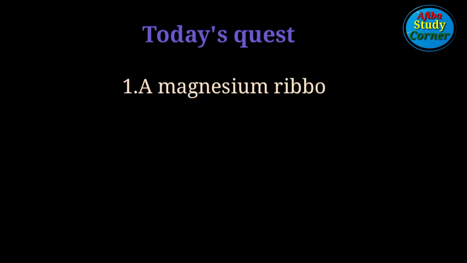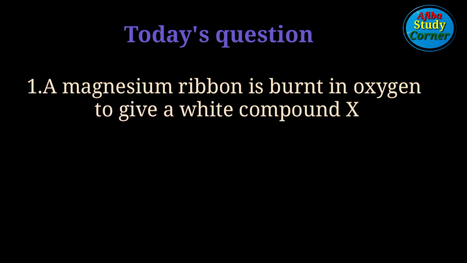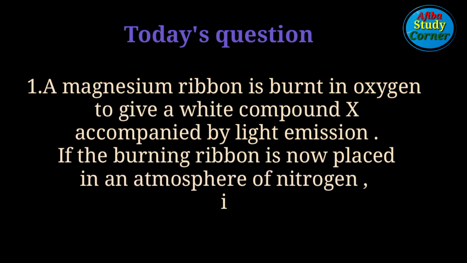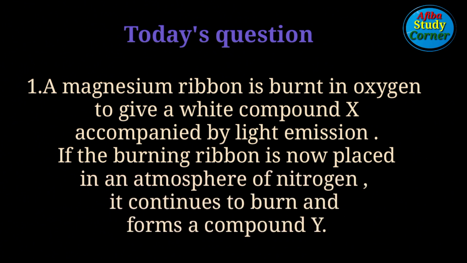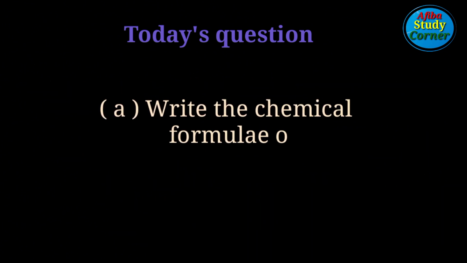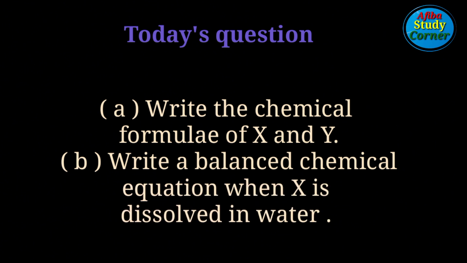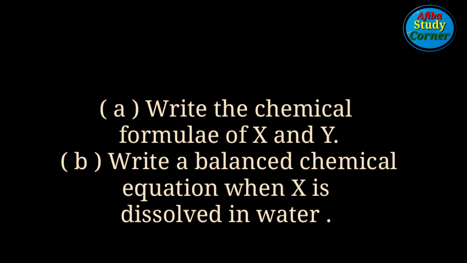Let's move on to the question part. A magnesium ribbon is burned in oxygen to give a white compound X, accompanied by light emission. If the burning ribbon is now placed in an atmosphere of nitrogen, it continues to burn and forms a compound Y. Question number 1. Write the chemical formula of X and Y. Then write a balanced chemical equation when X is dissolved in water.